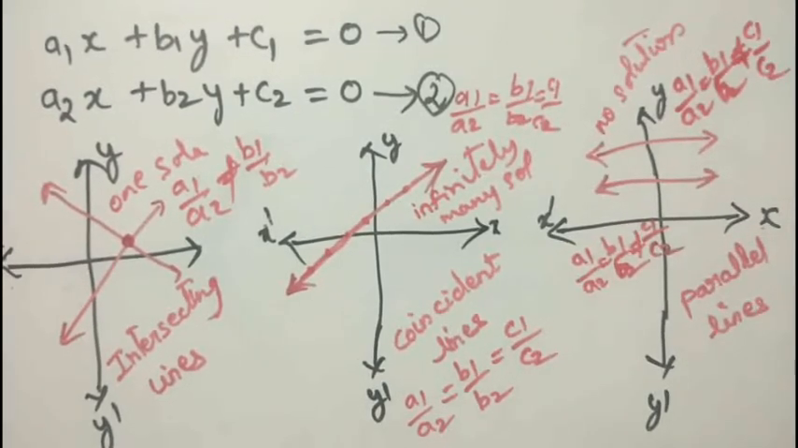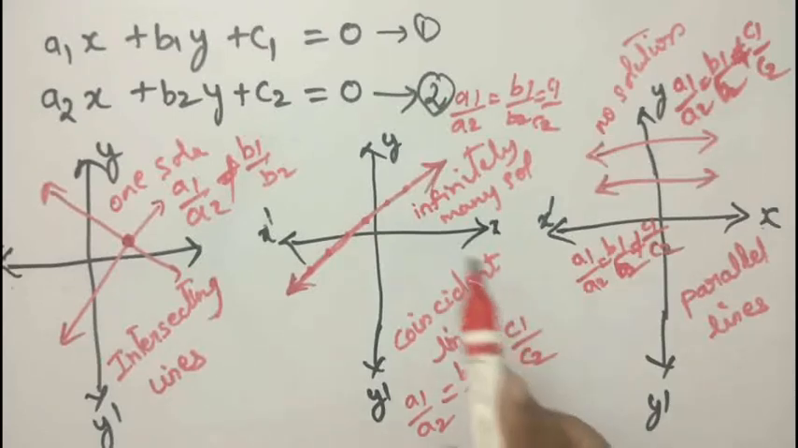Understood? So, on seeing the equations, we can say a pair of linear equations in two variables are intersecting lines if the ratio of a1 by a2 is not equal to b1 by b2. After plotting the graph, you will get one solution, and if this condition is satisfied, you will definitely get intersecting lines, both the lines intersecting at a point.